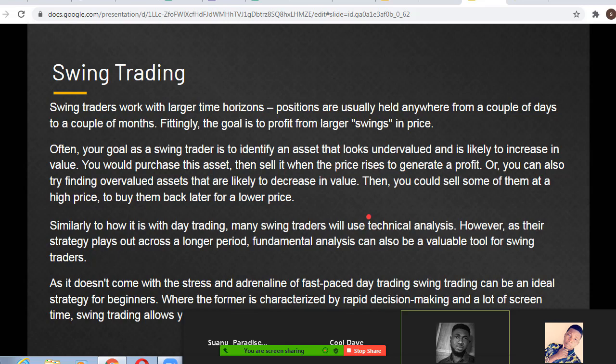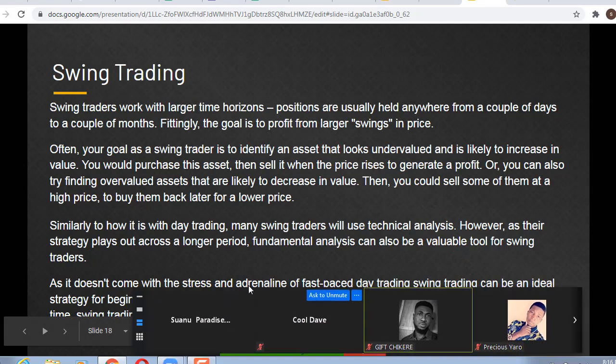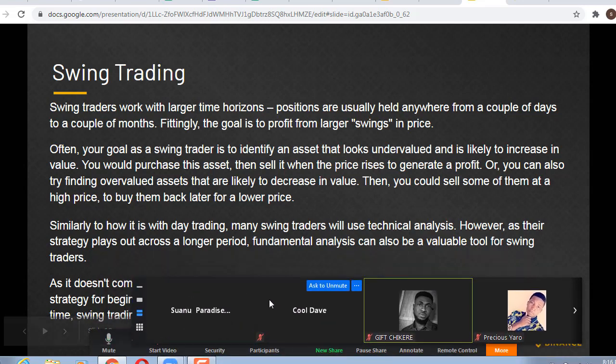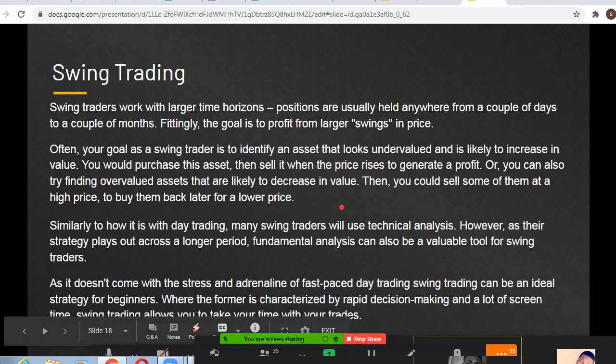When they are finding the underlying asset, they can also look at technical indicators. But they base their trading on fundamental analysis, which is very, very important. Okay, so that is swing trading.